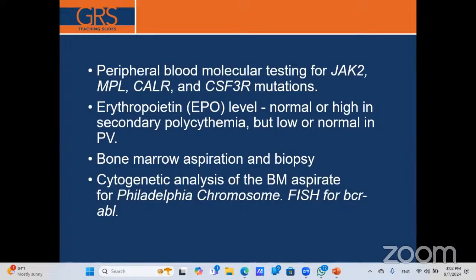Also patients with malignancy elsewhere in the body, like renal cell carcinoma, hepatocellular carcinoma, and uterine fibroids. Also cerebral hemangiomas could release erythropoietin that leads to increased serum level of erythropoietin and consequently polycythemia. So patients with polycythemia vera usually have normal or low level of erythropoietin. Also bone marrow aspirate and biopsy, and finally cytogenetic analysis of the bone marrow aspirate for Philadelphia chromosome. Next slide, please.